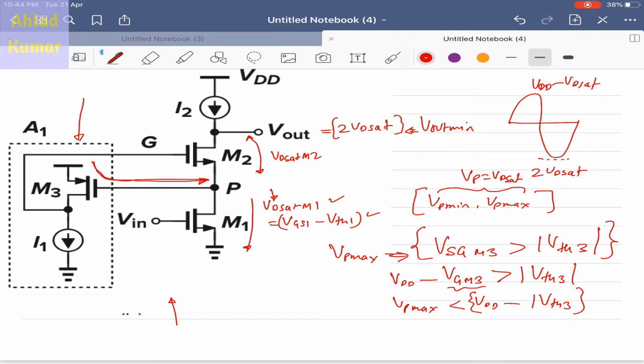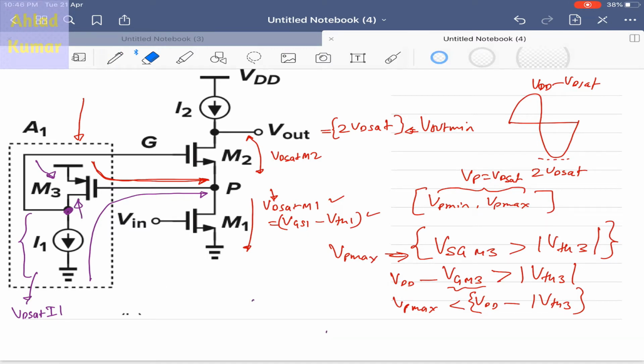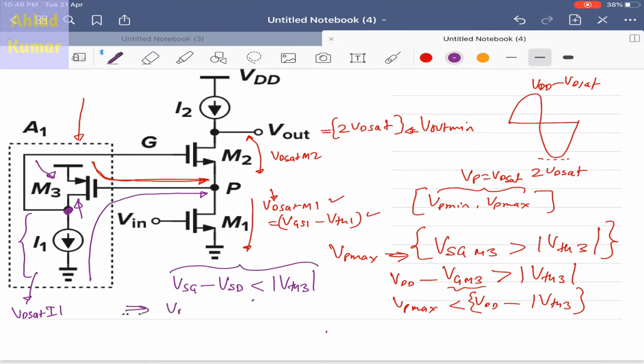So what is the minimum value of VP? You have to come from this side. So in order to evaluate this, you know that this is the current source I1. So what will be the maximum voltage across this I1? It will be VD sat of I1. So this is the drain potential here for M3. So in order for M3 to operate in saturation, what is the equation? VSG minus VSD less than mod of VTH3. So this is the equation for PMOS in saturation, which is also equivalent to VD minus VG less than mod of VTH3.